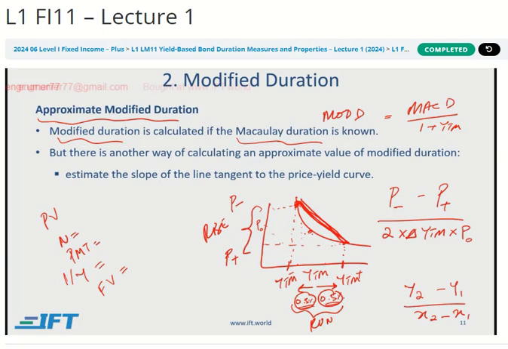Now, in the previous mod D calculation, the mod D that we were calculating based on the MACD was making the line tangent to this point over here, right? So if you actually take the approximate modified duration, this line is the approximate modified duration, whereas this line is the mod D. So the mod D is a little different from the approximate modified duration.